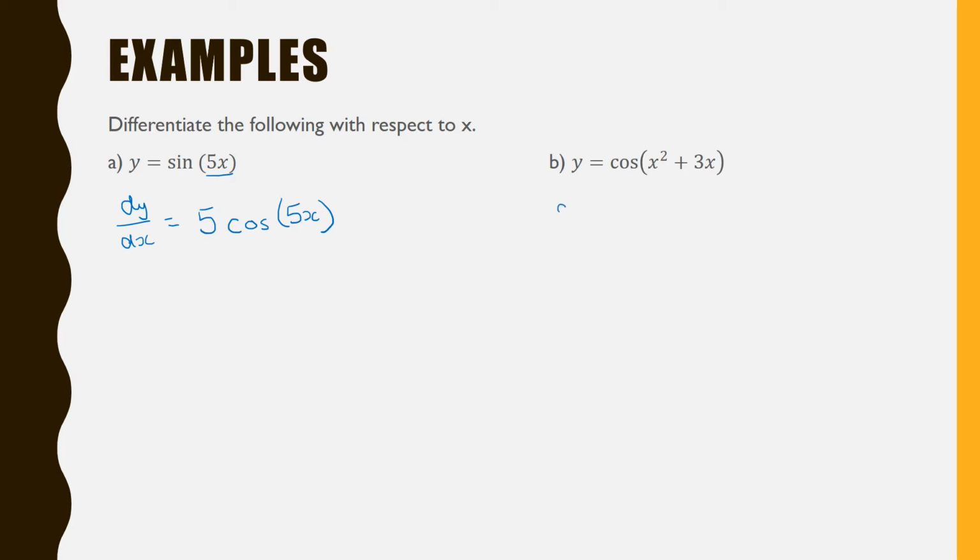For the second one, we're differentiating cos of a function here. So what we do is we differentiate the inside function, the argument. The derivative of x squared is 2x. The derivative of 3x is 3. And we multiply all of that by the derivative of cos, which is sine of the argument x squared plus 3x. But we also need to remember that the derivative of cos is negative sine, so I'll put the negative out the front.